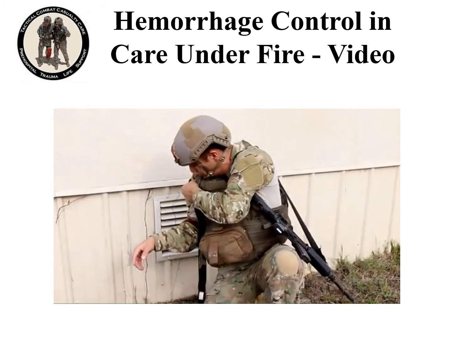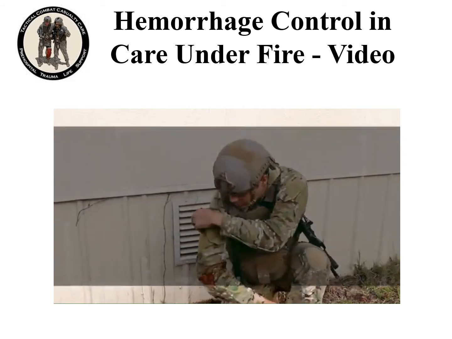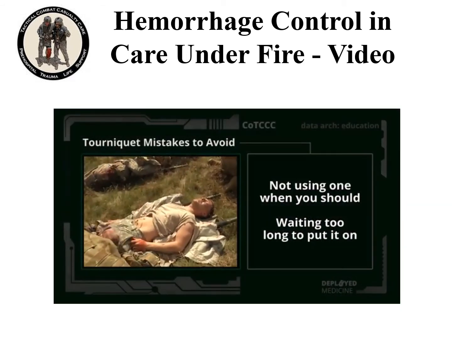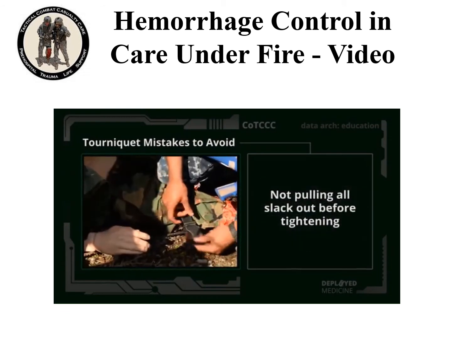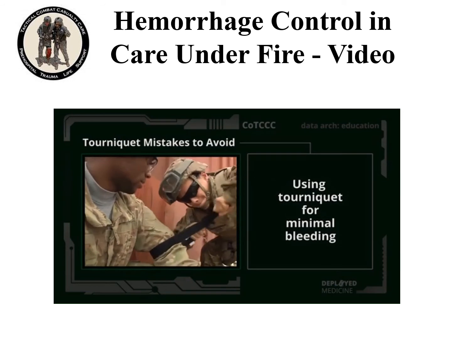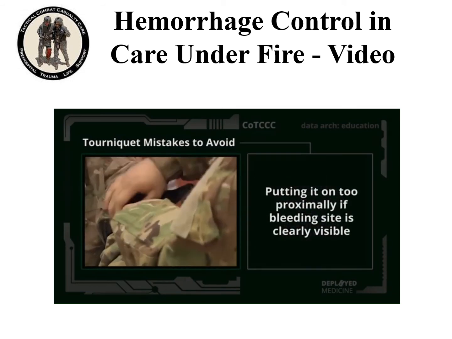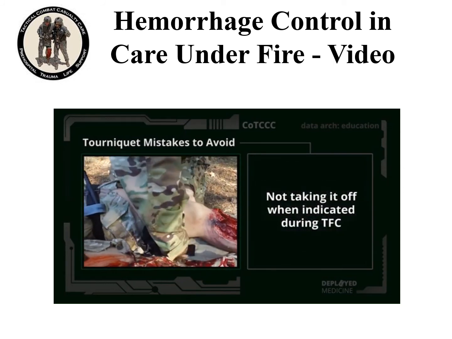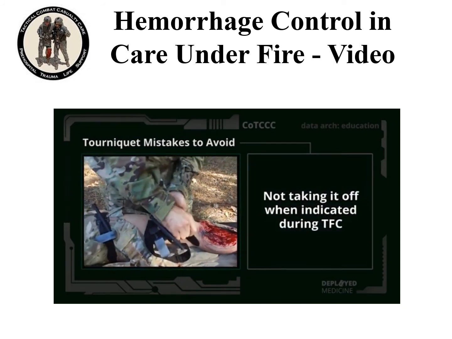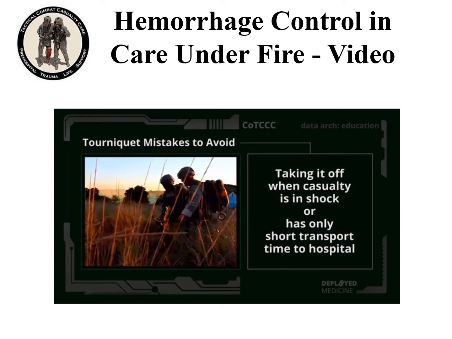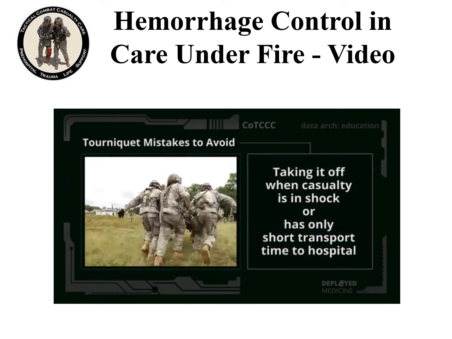There are many common mistakes made by first responders applying tourniquets. Not using one when you should or waiting too long to put it on. Not pulling all the slack out before tightening. Using a tourniquet for minimal bleeding. Putting it on too proximally if the bleeding site is clearly visible. Not taking it off when indicated during tactical field care. Taking it off when the casualty is in shock or has only a short transport time to the hospital.